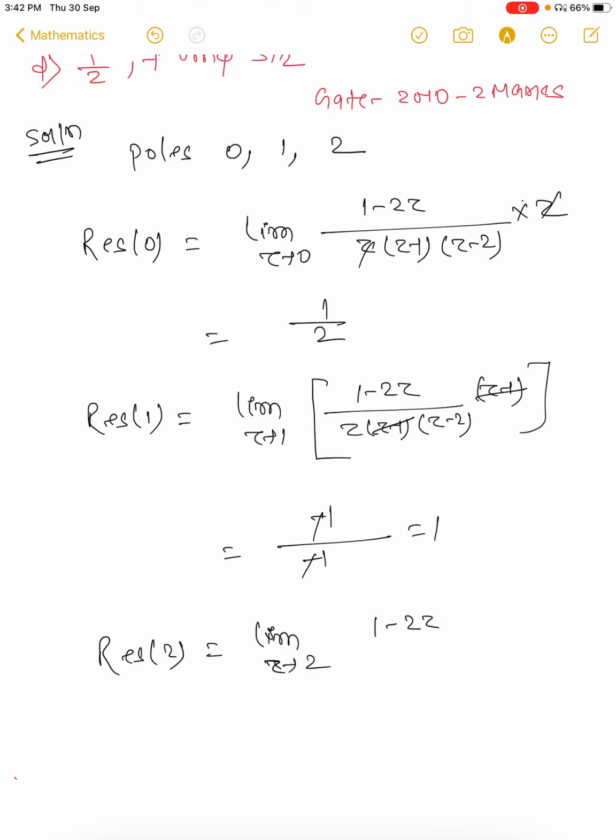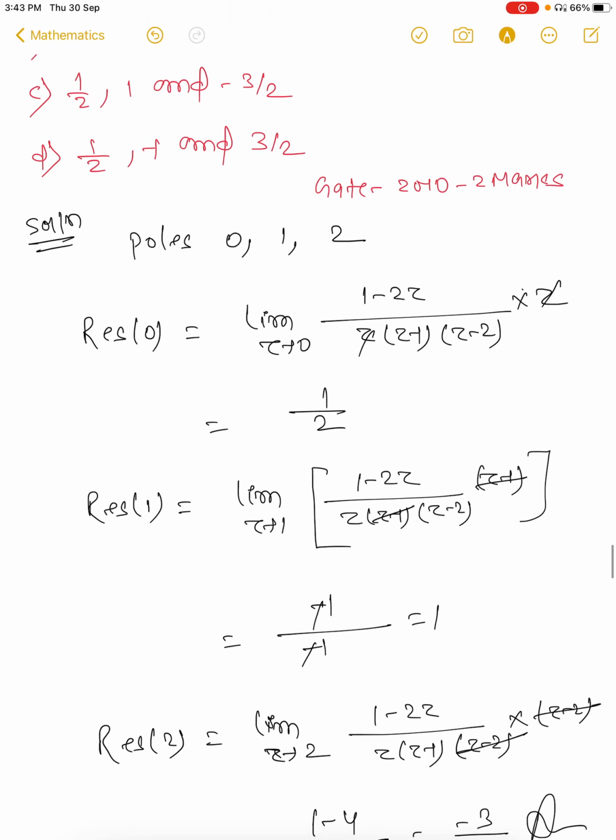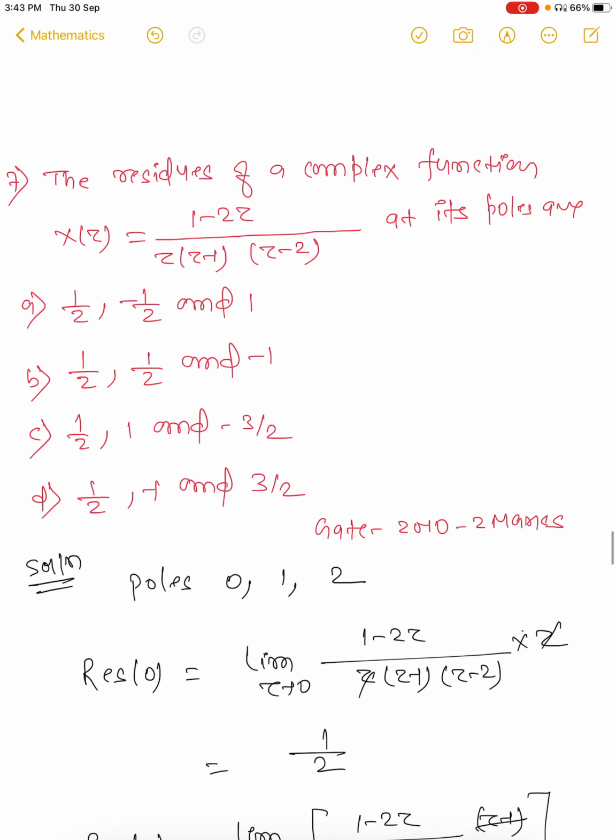The residue at 2 is the limit as z tends to 2 of (1 - 2z) / (z(z - 1)(z - 2)) multiplied by (z - 2). This cancels out, and when you put in 2, we get (1 - 4) / (2(2 - 1)), which is minus 3/2. These are the answers: 1/2, 1 and minus 3/2. Option C will be the right answer.